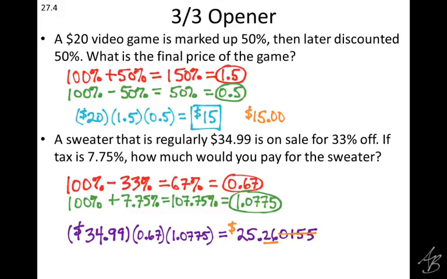And when we do that, this 6 here could change or it could stay the same. How are we going to decide? That's the number going forward. We look at the number after it. That 0, the first number we crossed off, is going to tell us that the 6 is going to stay the same. So our final price for this sweater is going to be $25.26.